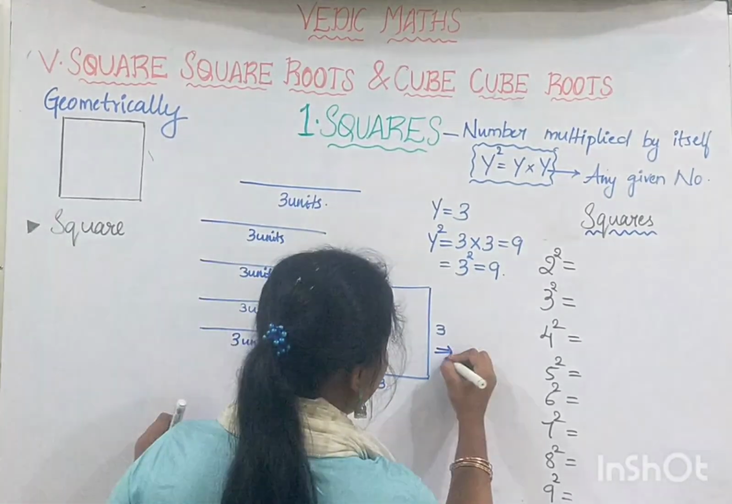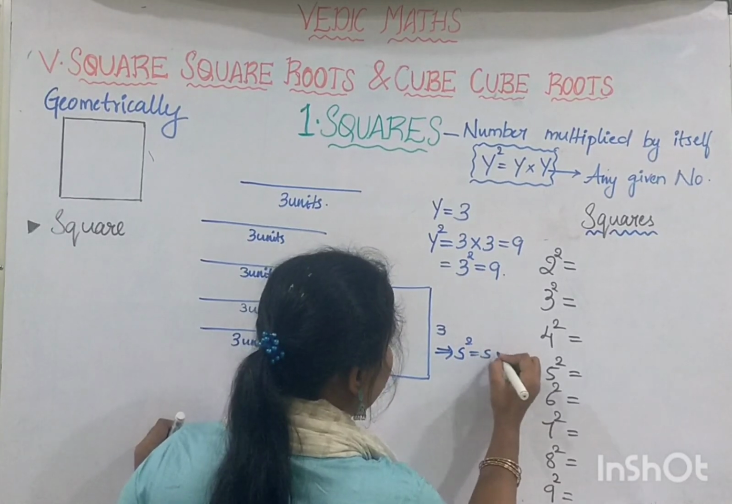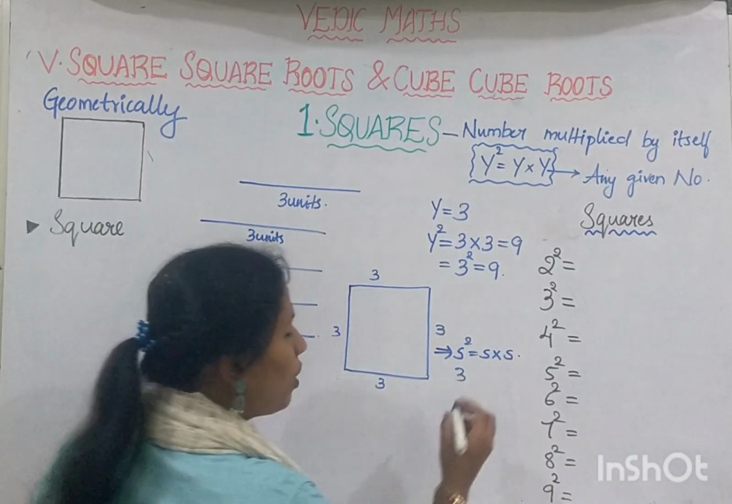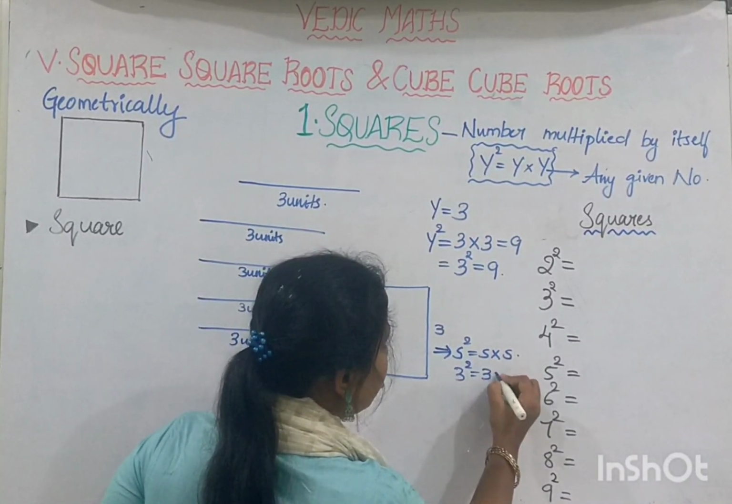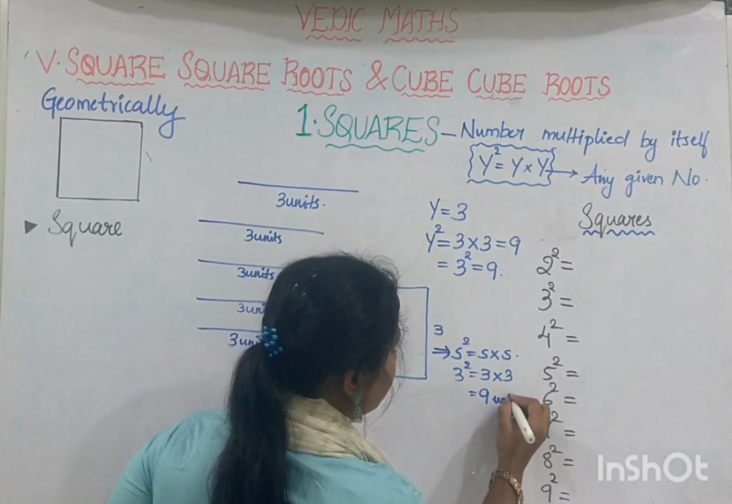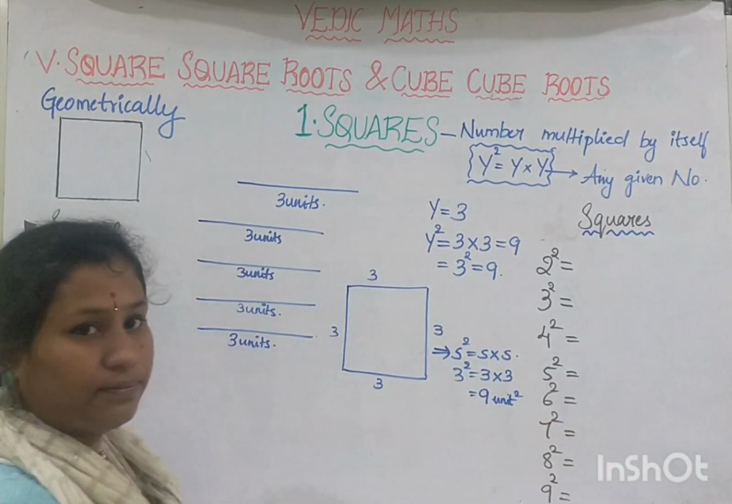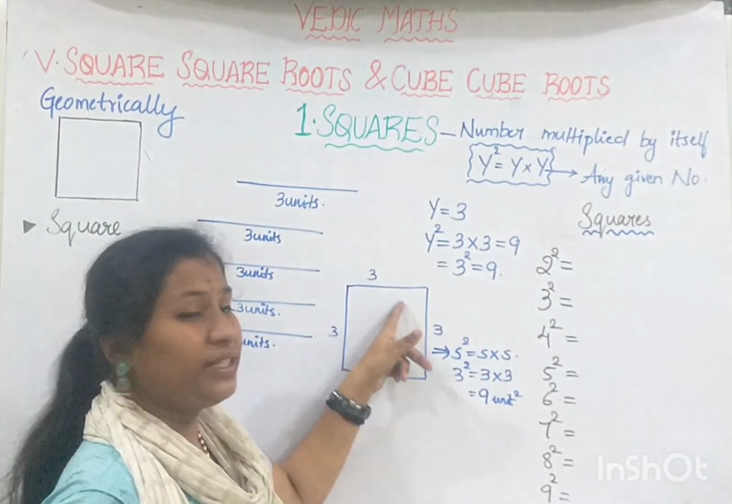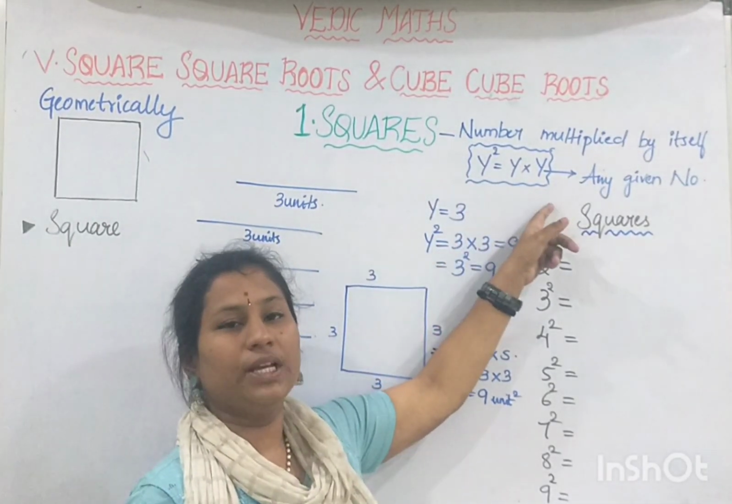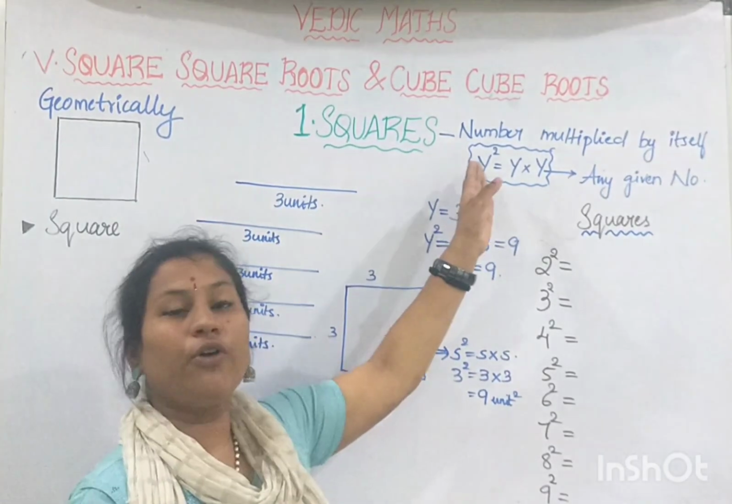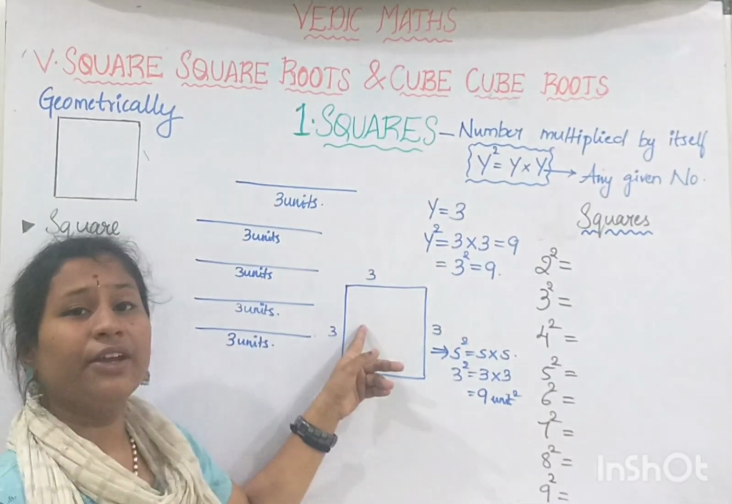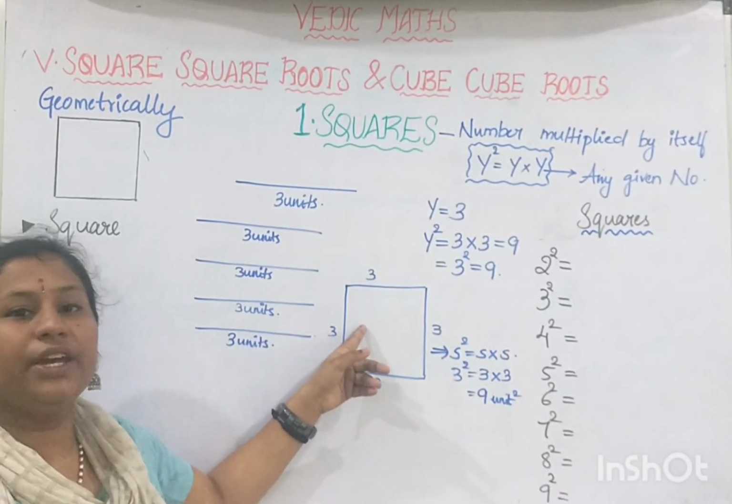Here we can represent a square as S square is equal to S into S. What is S here? 3. What is 3 square then? 3 square means 3 into 3, that is equal to 9 units square. I shall repeat it once again. Here we can represent the square as y square is equal to y into y. Square means a number with the power of 2, a variable with the power of 2.